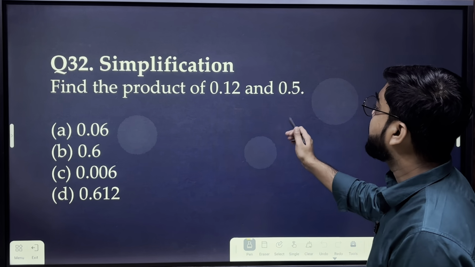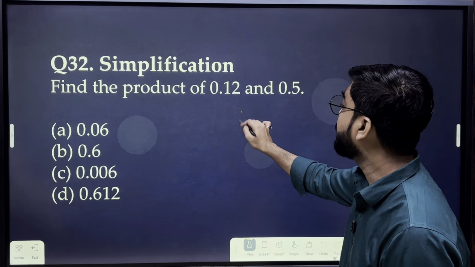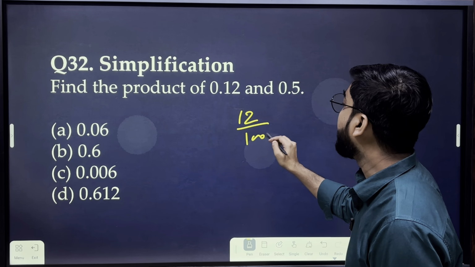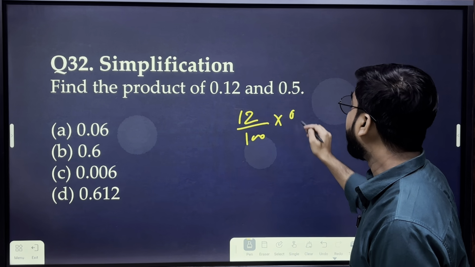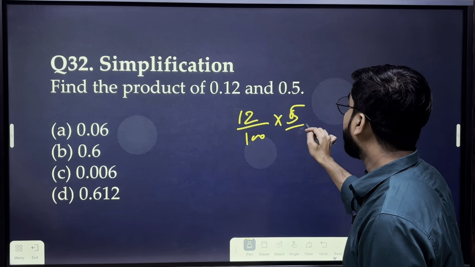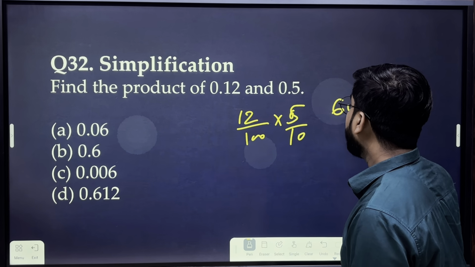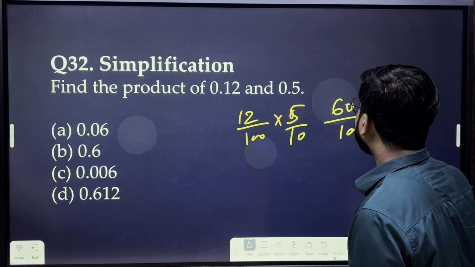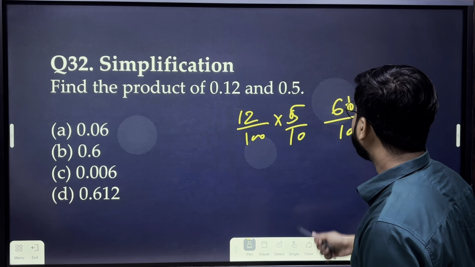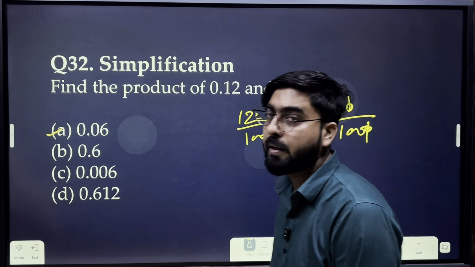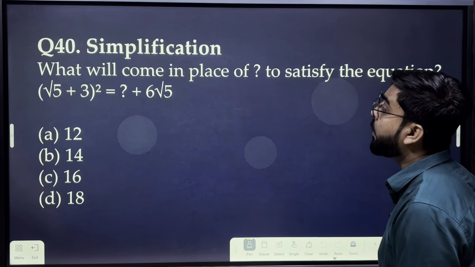Find the product of this. Very easy. How are you going to solve this? 12 divided by 100 into 5 divided by 10. 60 divided by 1000. It means 10 will be divided, 0.06. Option number A. Next question.